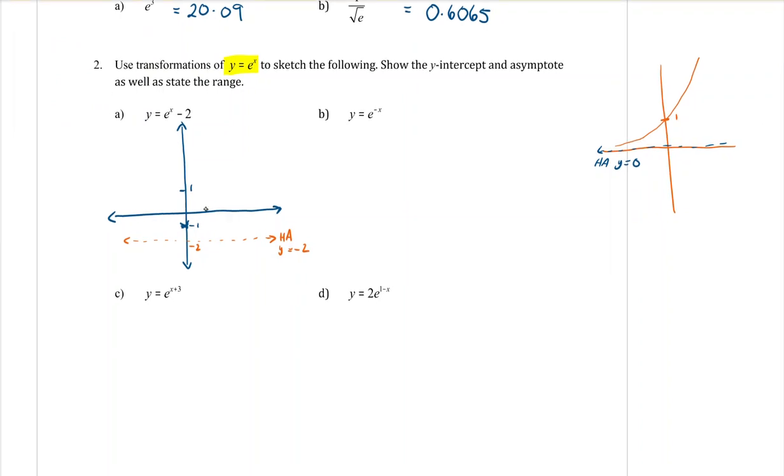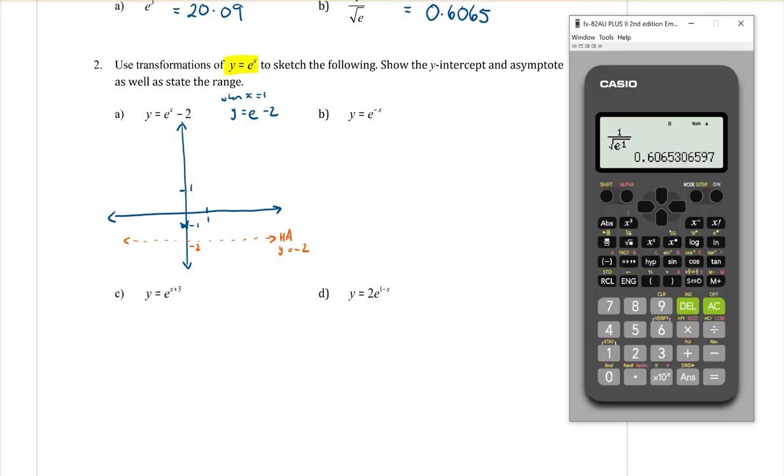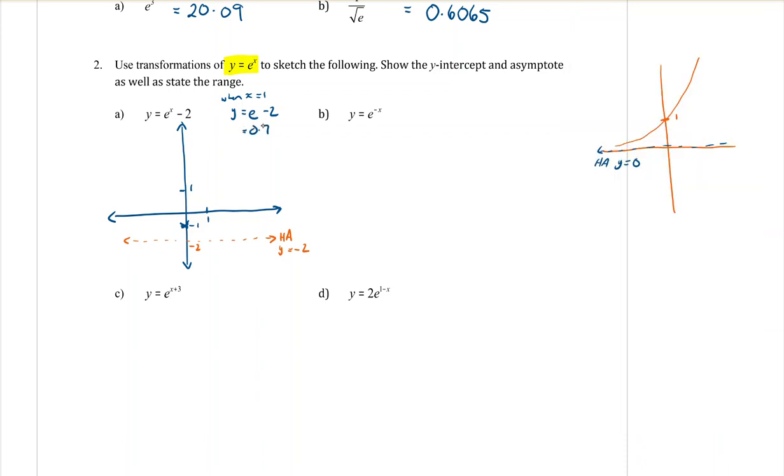Normally 1 is a good value to sub in, and we substitute that into our equation. So if I sub in when x is equal to 1, I get y equals e to the power of 1, which is just e, minus 2. So e to the power of 1 minus 2, let's just find out what that is. E to the power of 1, and then minus 2 on the end. That's equal to about 0.7. So at 1, we're at about 0.7, which is about there.